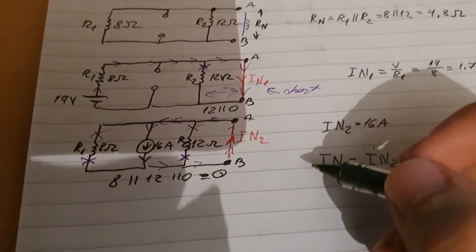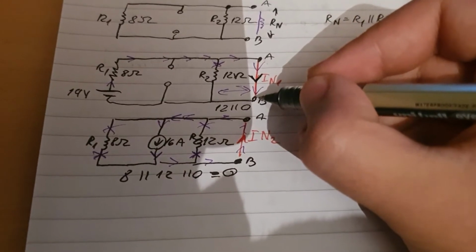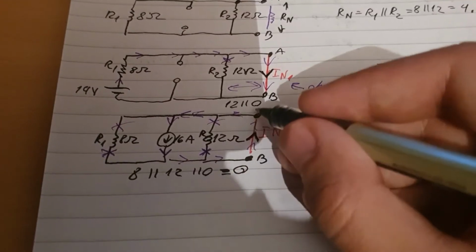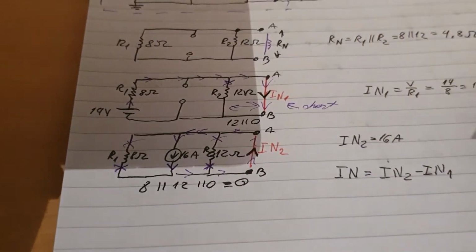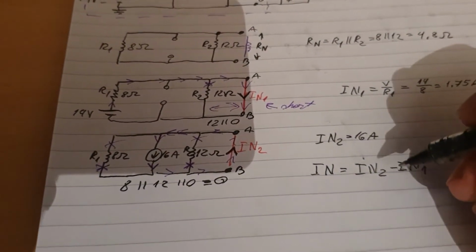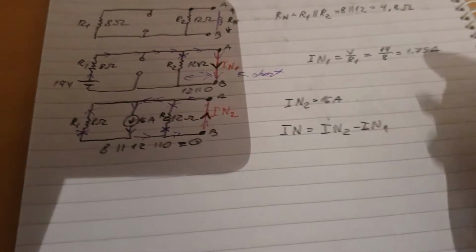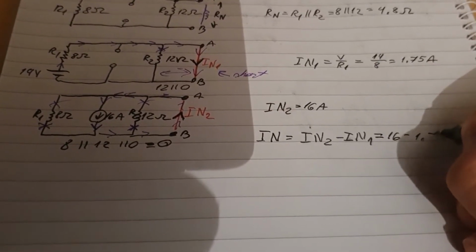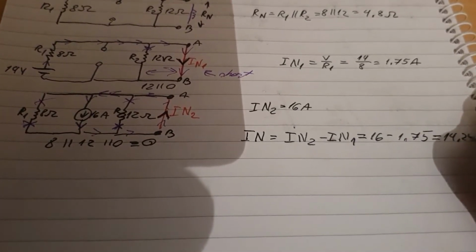Why is that? Well, the current in IN1 is coming from point A to point B. However, the current in IN2 is going from point B to point A. They are opposite directions, which means that one of them has to be taken away from the other. One of them will put resistance against the other. So IN total is equal to 16 minus 1.75, and that will give me 14.25 amps. So IN is 14.25 amps.